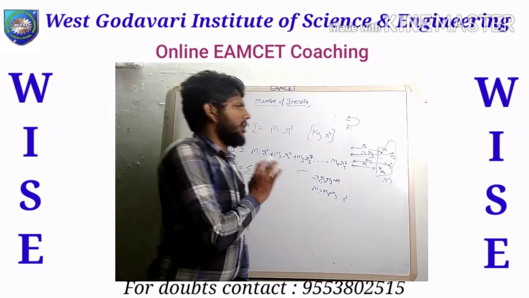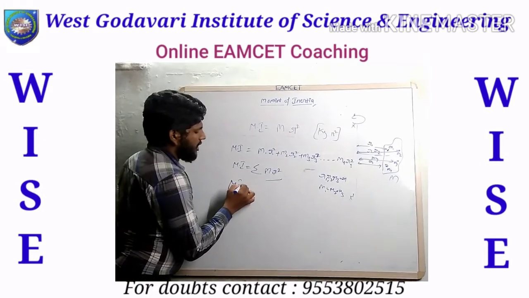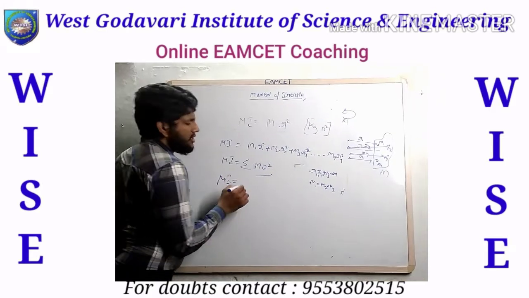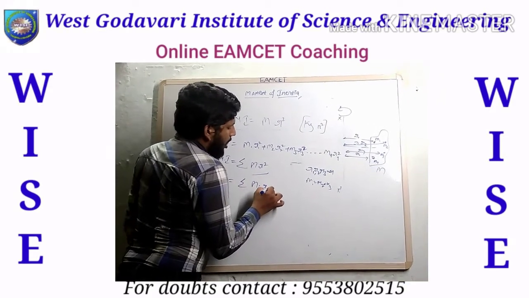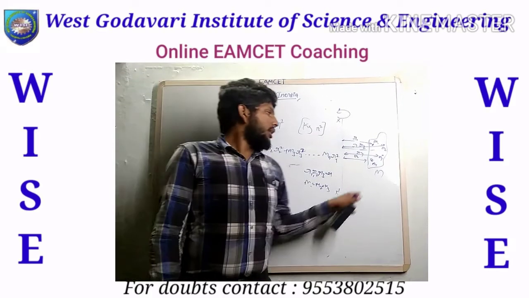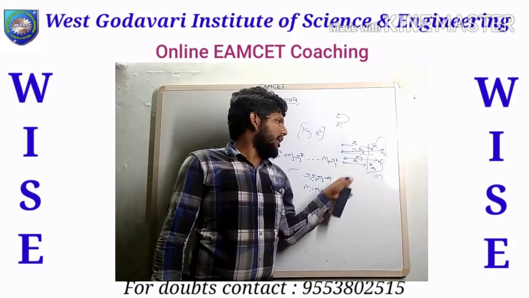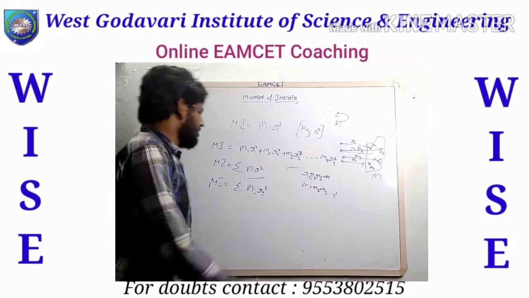If those parameters are not equal, then the equation is like this: moment of inertia is equal to sigma of mi into ri whole square. This is the equation for different masses rotating about an axis at different distances.